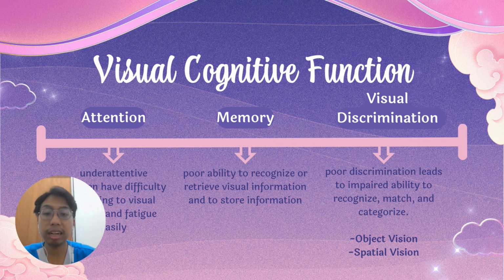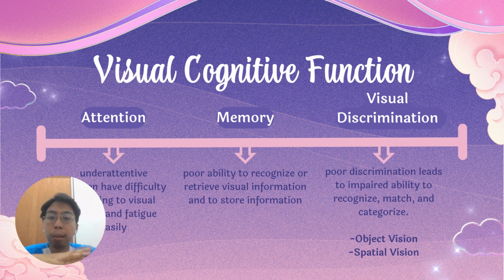So for attention, those who are inattentive may have difficulty concentrating, and they can be seen fatiguing easily. If they have a problem with that, how can they even give attention? And because of that, they can be very fatigued and tired because of a visual perception problem.